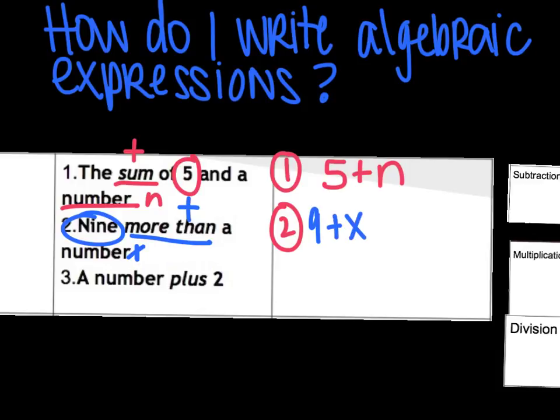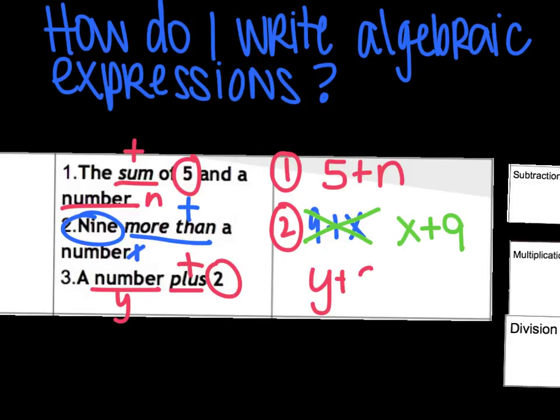Now, more than is one of the very, very tricky ones. So we're actually going to change our final answer. Whenever you see more than, you'll want to reverse the order. So it's going to become x plus 9, and that's going to be our final answer. Last one, we have a number plus 2. A number we don't know, let's call that y, and then plus means adding, and then 2. So y plus 2 for that third example.